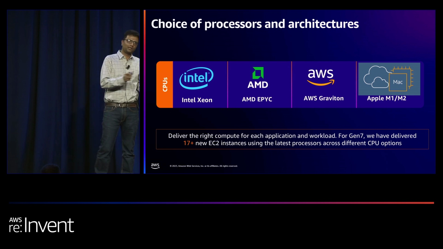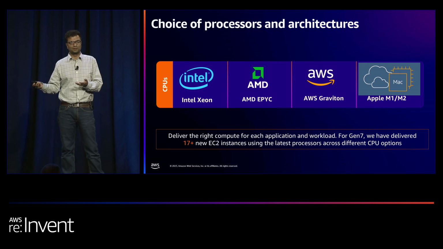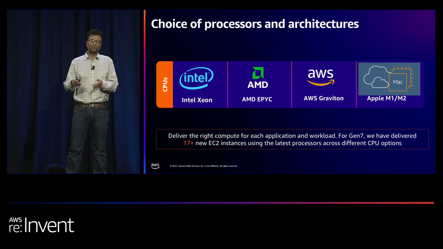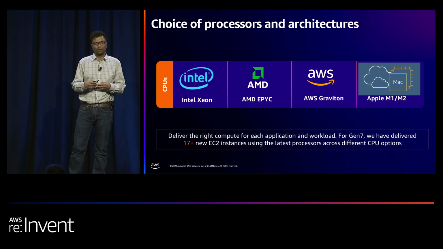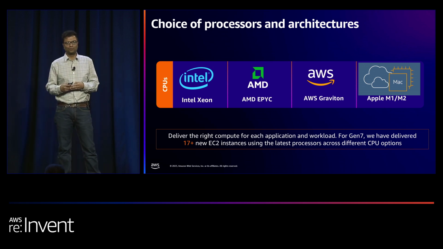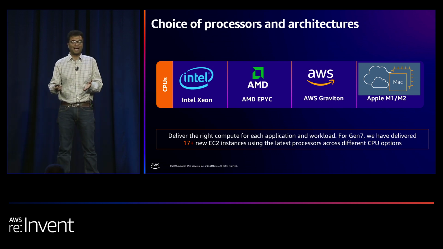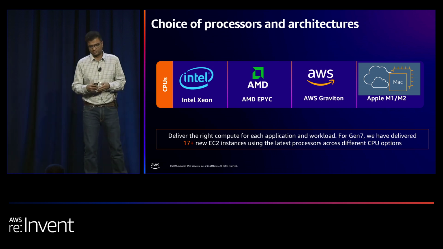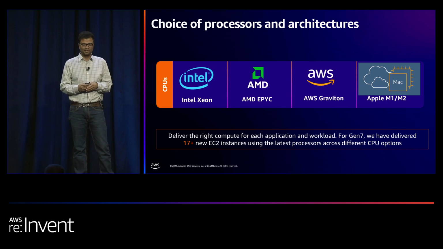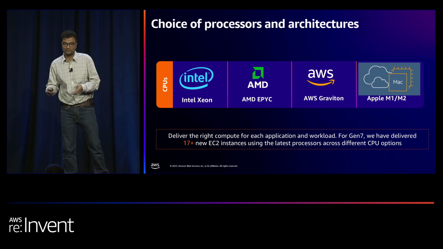So pre-Nitro era, before 2018, we had instances with Intel processors. And after that, in 2018, we were the first cloud provider to offer AMD-based instances. We were also the first cloud provider to offer the ARM-based instances in cloud using our own Graviton chip. And we were also the first cloud provider and the only cloud provider so far to offer the Mac-based chips or Mac-based instances. So you would see a lot of first here. It is because of the foundational Nitro technologies that we have been using.